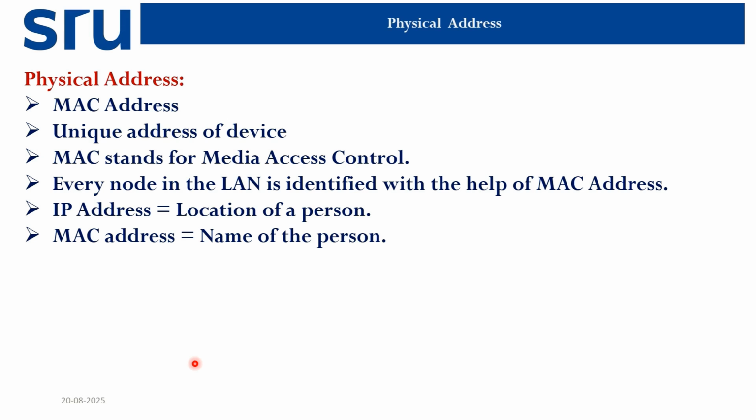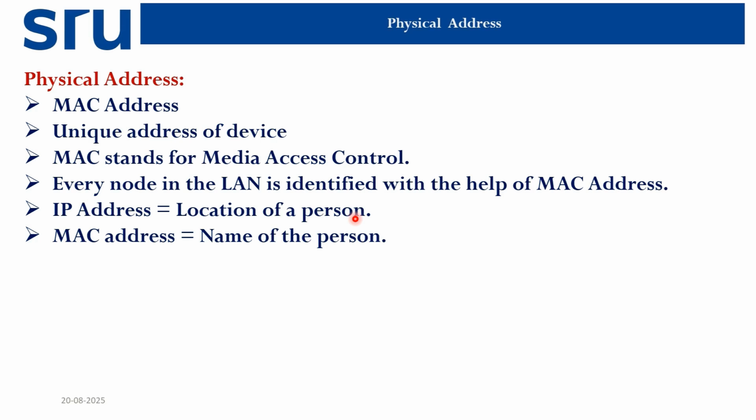Next, we will see the physical address. This physical address is also called a MAC address. MAC is nothing but media access control. Every node in a local area network is identified with the help of the MAC address only. Let's take an analogy. IP addresses are like the location of a person. If a person is in Delhi, his location is Delhi. If a person is in Mumbai, his location is Mumbai. If a person is in London, his location is London.